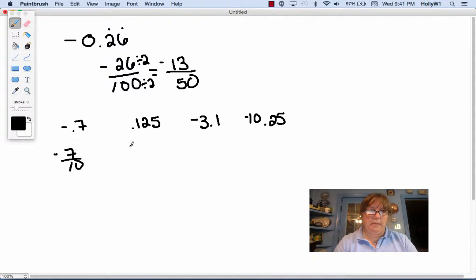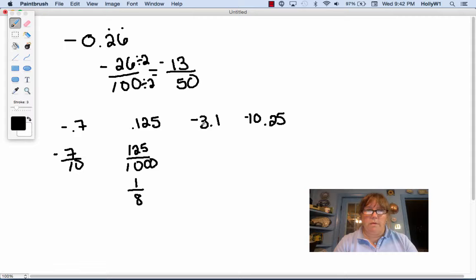This ends up being 125 thousandths. Again, tens place, hundreds place, thousandths place. So 125 over 1,000. And it turns out that you can divide 125 into 1,000 and you end up with 1/8. 125 goes into 1,000 8 times.